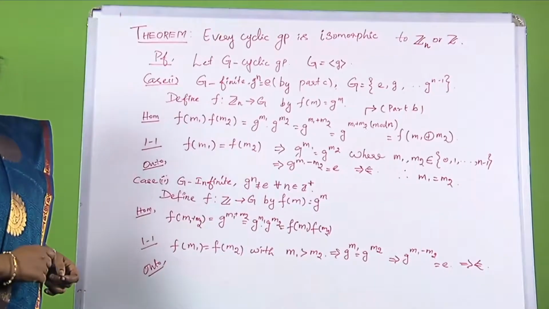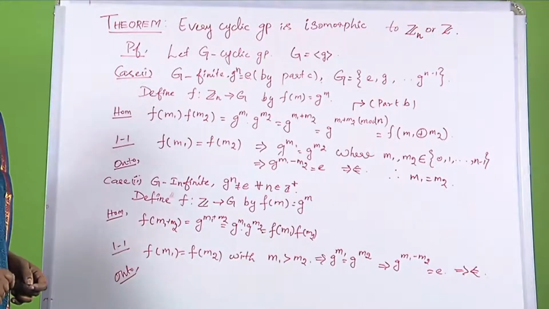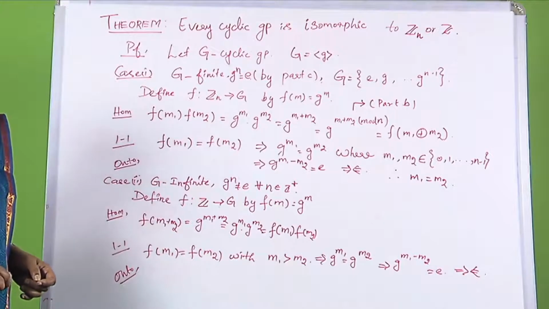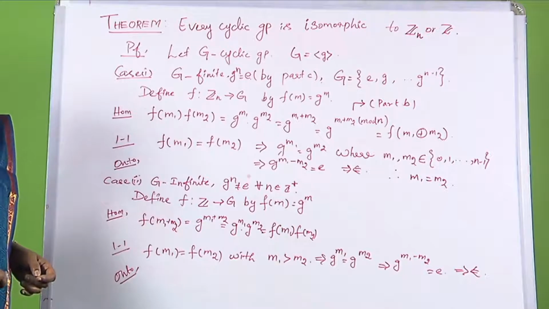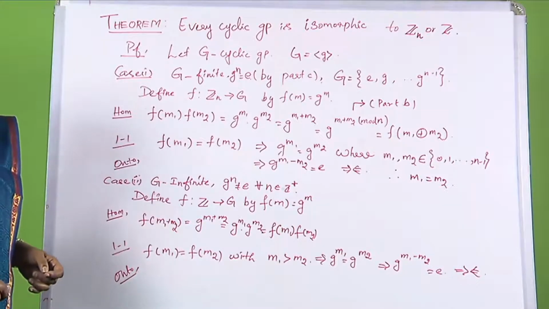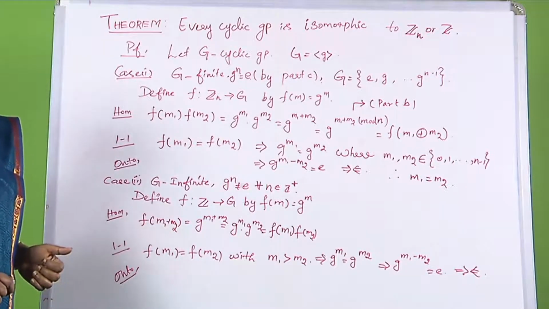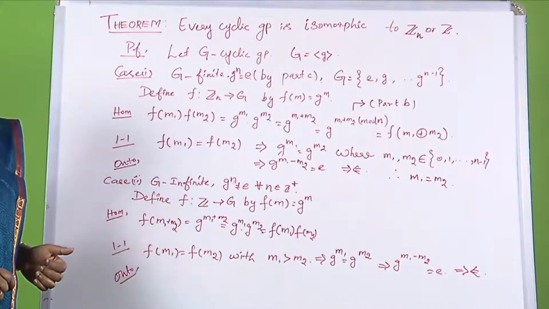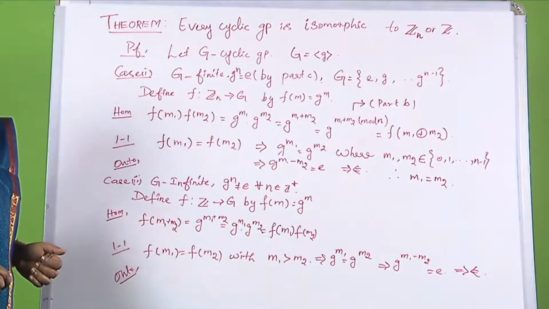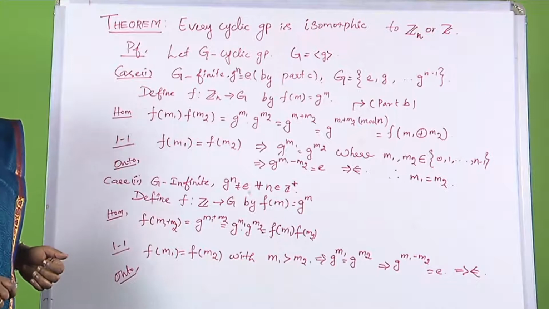Similarly, for an infinite cyclic group, we are considering the same properties. The same function f from Z to G is defined by f of m is equal to g power m. The initial assumption is that because it is infinite, there is no n such that g power n is equal to e, or in other words, g power n is not equal to e for all n belonging to Z plus.